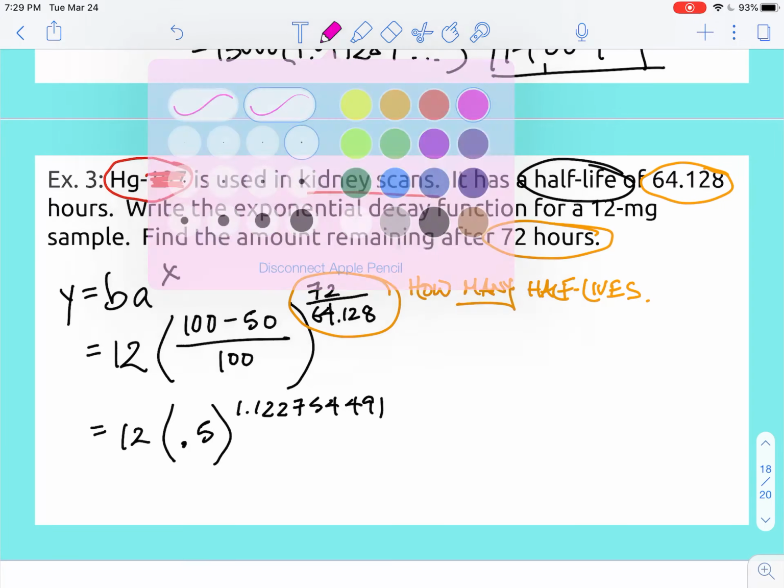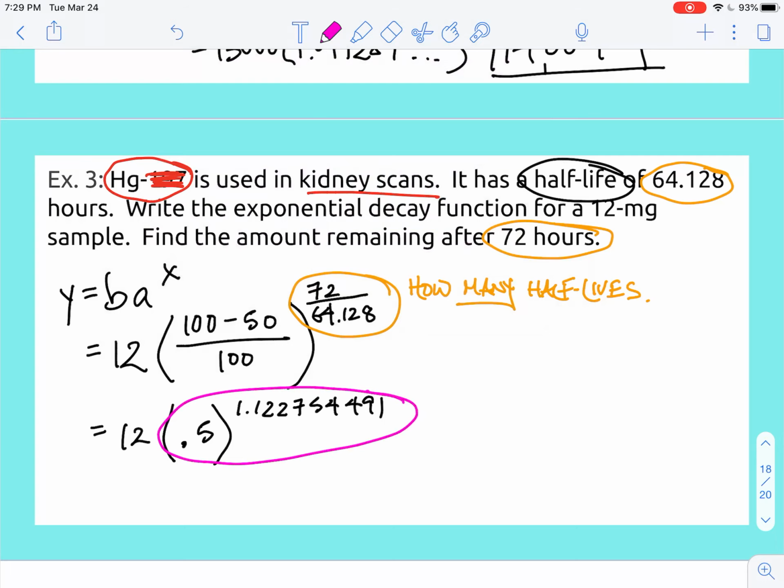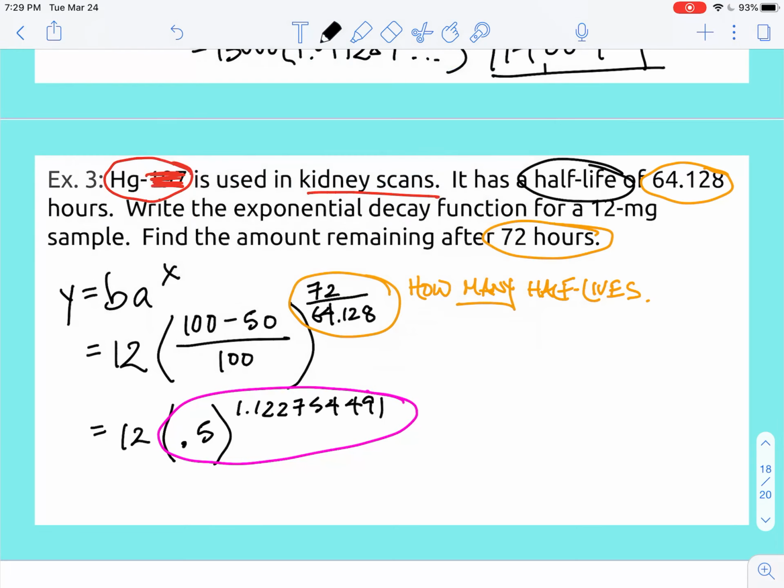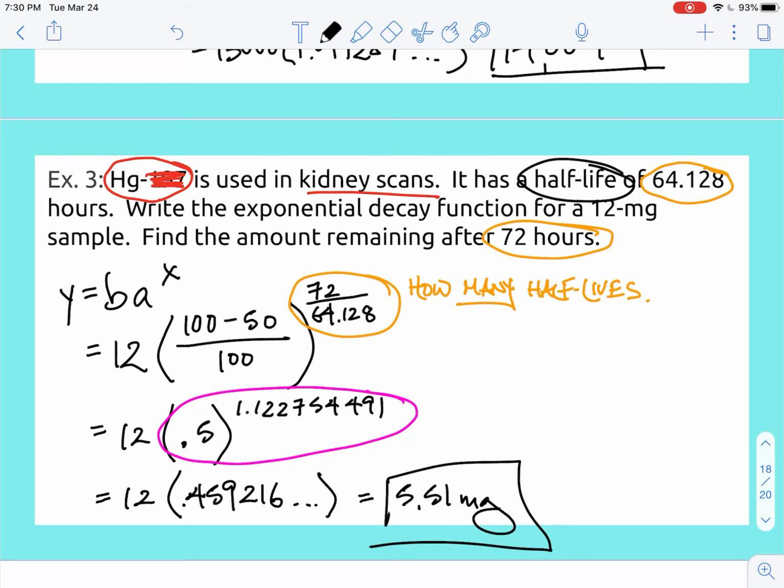Now, just like before, we're going to go ahead and make sure we do this part first before we multiply in the 12. And so we'll get 12 times 0.459216 and a bunch of other decimals. And when we multiply those two, we'll get 5.51 milligrams.